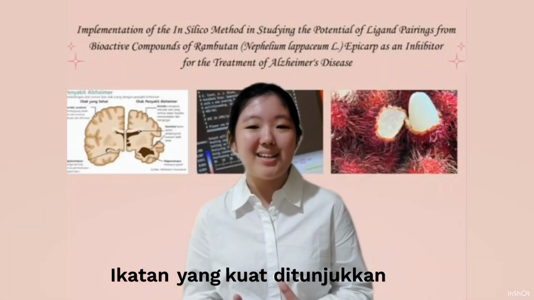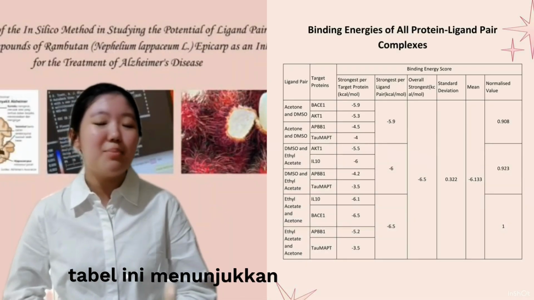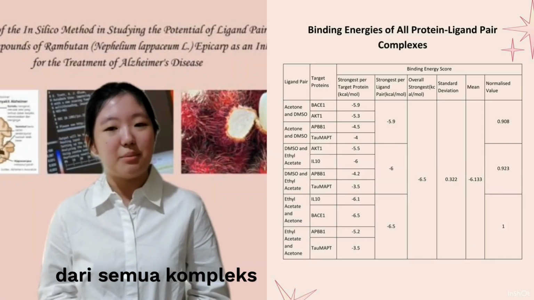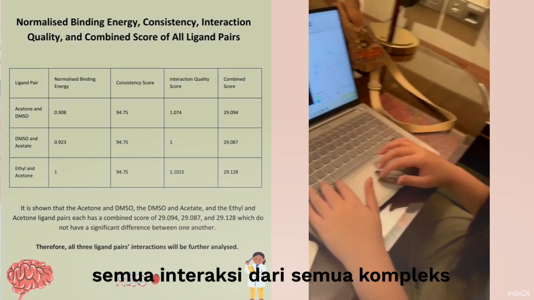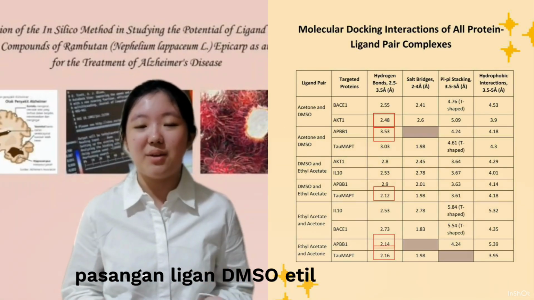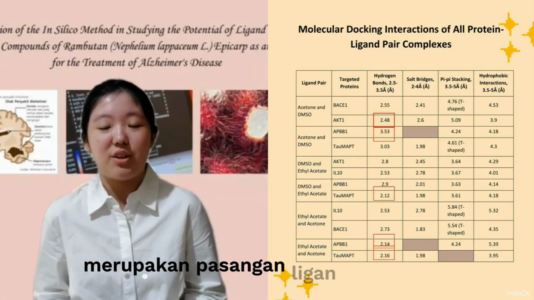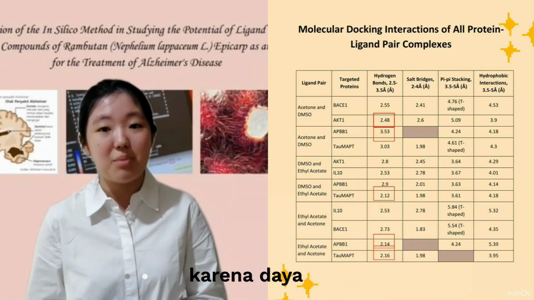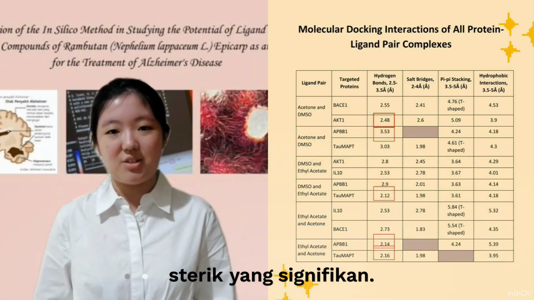Now, this strong binding is indicated by lower binding energies, in which this table shows all the binding energies from all the protein ligand pair complexes. After this, all interactions of all protein ligand pair complexes are analyzed. From this table, we can see that for hydrogen bonds, there are 5 values which exceed the ideal range, with ligand pair DMSO ethyl acetate having the least number of non-ideal values, and is therefore the most stable ligand pair in the case of hydrogen bonds, due to strong electrostatic attractions and no significant steric repulsions.